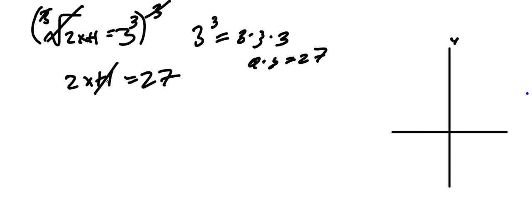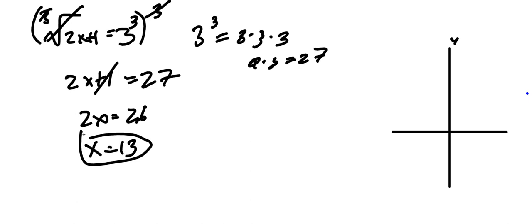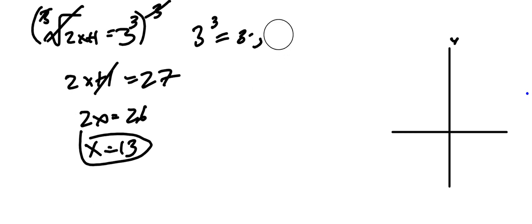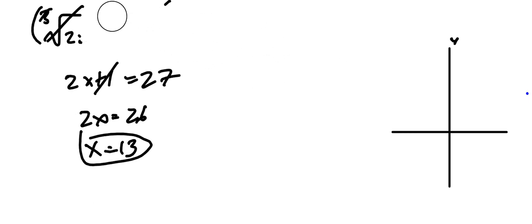Now, we subtract 1. 2x is equal to 26. So that means x is equal to 13. So that's the solution to this equation. Now let's plug in to see if there's any extraneous solutions here. The square root of 2 times 13 plus 1, which is 26 plus 1, which is equal to the square root of 27, which is in fact 3. So we did verify that, yes, this is an actual solution, because you can find some extraneous solutions in these. Let's go on to another example here.